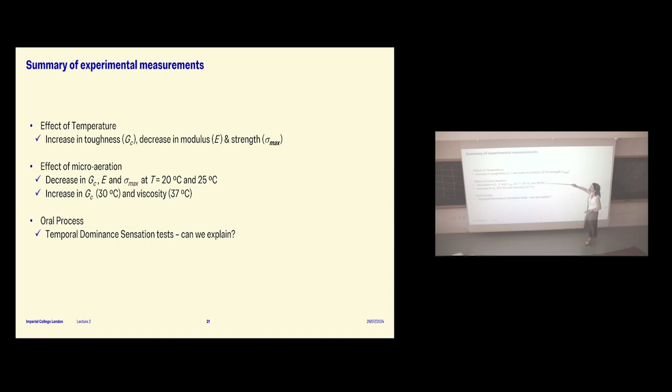So there's a summary of experimental measurements here. What does the temperature do? It increases the toughness. It decreases the modulus and the strength, because of basically the change in the phase in the material as it melts. The microaeration decreases the toughness, the modulus, and the maximum stress at 20 and 25. But when you go to 30 degrees centigrade, the toughness is increasing. The viscosity at 37, which is the temperature in your mouth, is also increasing.